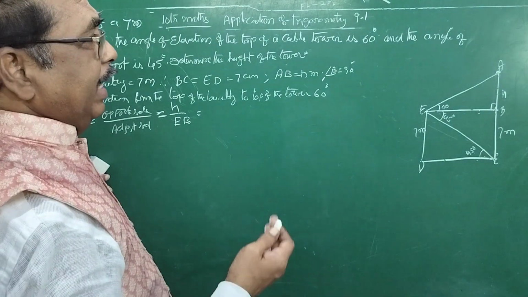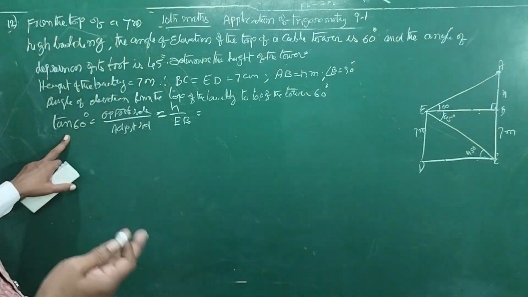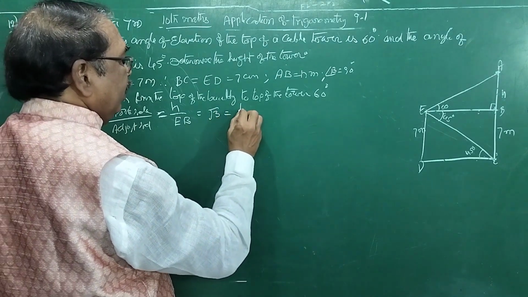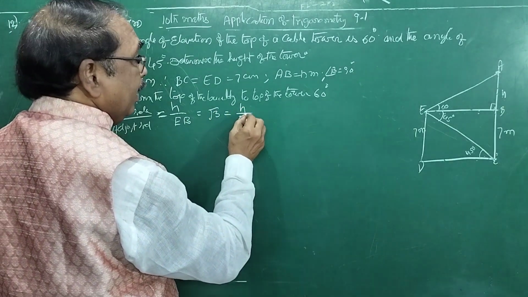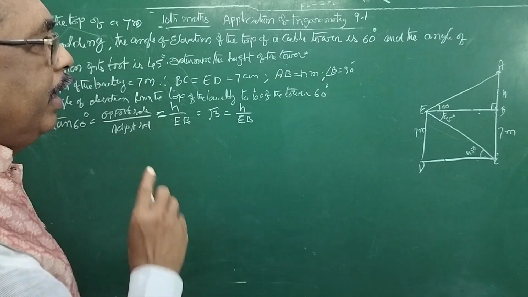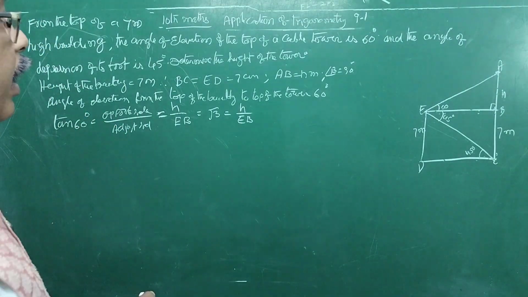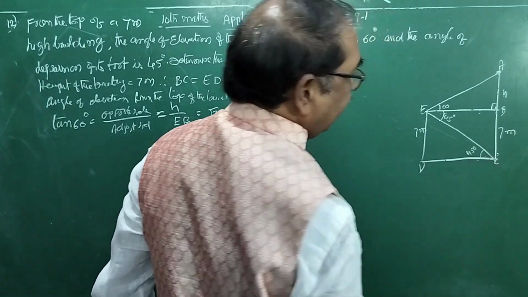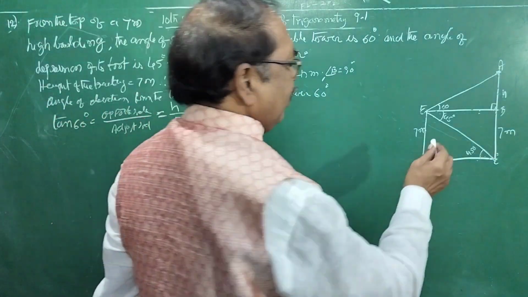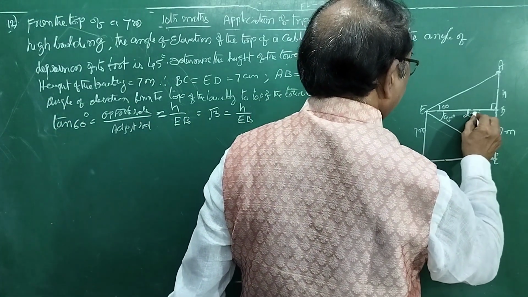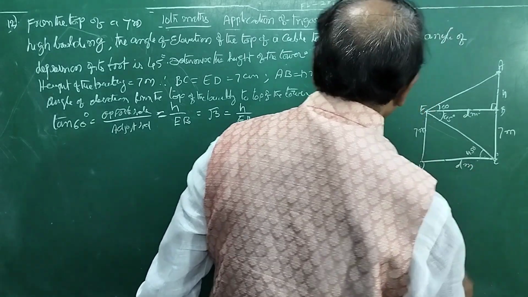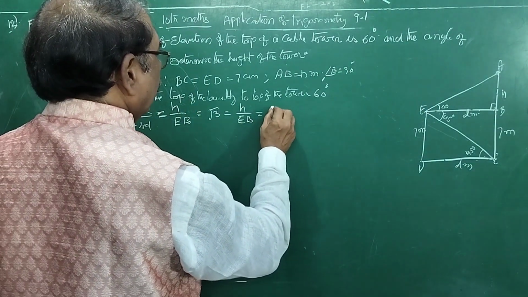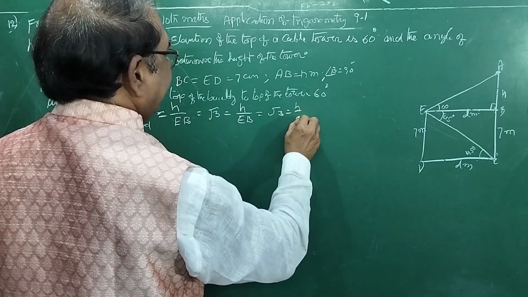Now what do we have to do? Tan 60 means how much? Tan 60 means root 3. Root 3 is equal to H by EB. H by EB is tan 60. Yes, this EB and DC look somewhat confusing. Suppose it is D meters. That means root 3 is equal to H by D.